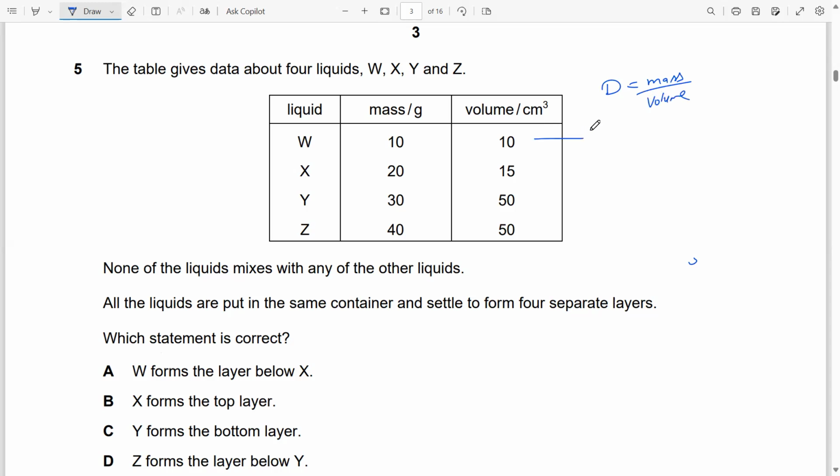So the density for the first will be 1 gram per centimeter cube. For the second, it will be 20 by 15, so it will be 1.33 gram per centimeter cube. 30 by 50 will be 0.6 gram per centimeter cube. For the fourth one, it will be 0.8 gram per centimeter cube. Now we will arrange them in increasing order of density. First it will be Y, then Z, then W, and then X. Option A, W forms the layer below X, is wrong. X forms the top layer, wrong. Y forms the bottom layer, wrong. Z forms the layer below Y, correct. So option D is right.